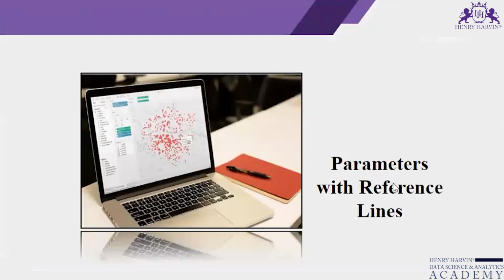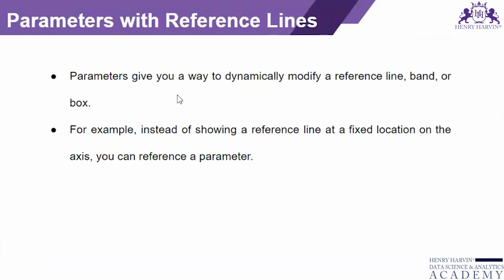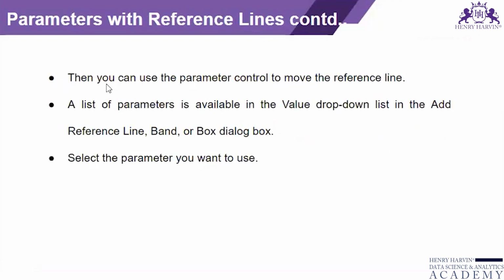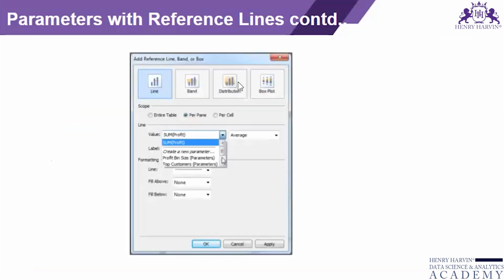Next is parameters with reference lines. Parameters give us a way to dynamically modify a reference line, band, or box. For example, instead of showing a reference line at a fixed location on the axis, we can reference a parameter. Then we can use the parameter control to move the reference line. A list of parameters is available in the value drop-down list in the add reference line, band, or box dialog box. Select the parameter we want to use out of these four.